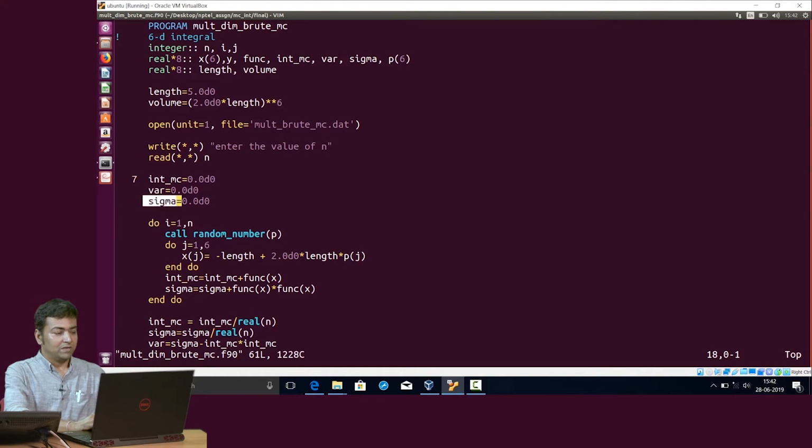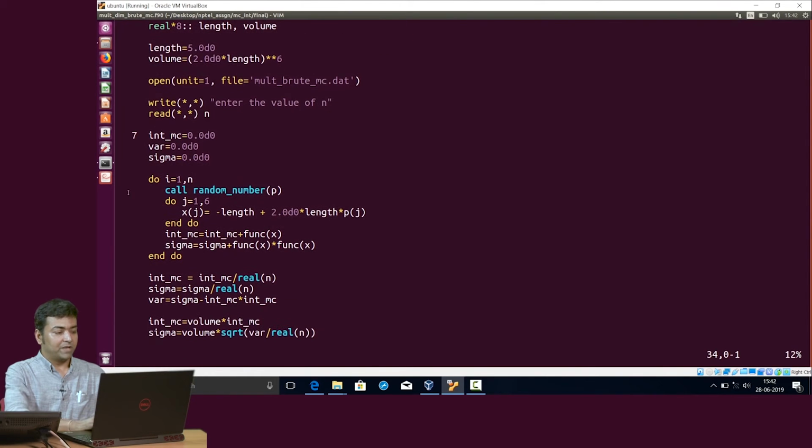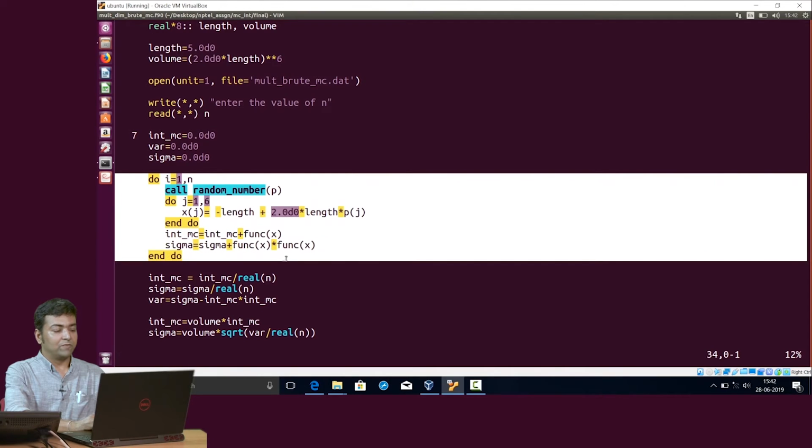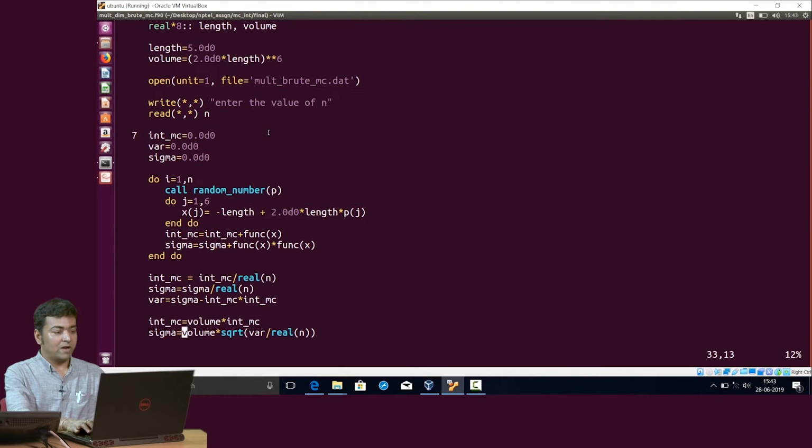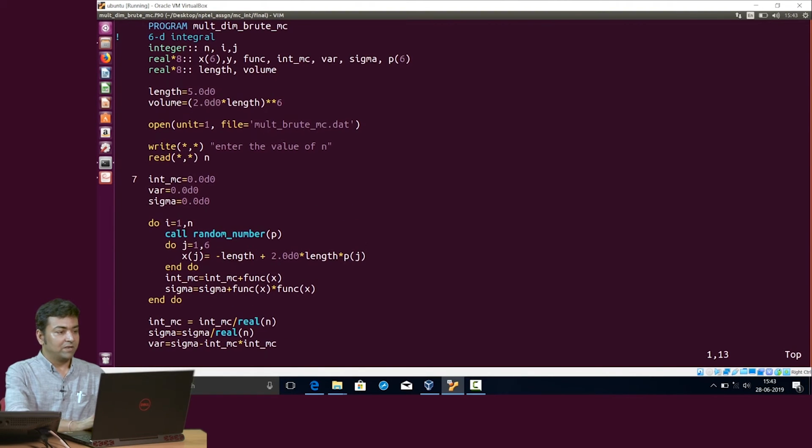Then this is the place where I am executing this do loop, which helps me in computing the average. Each time this do loop is executed, it calls 6 random numbers. Now, unlike the previous cases, you see this p argument, which is a dummy argument for my random number generator, has a dimension 6. What it means is that it will return 6 random numbers.